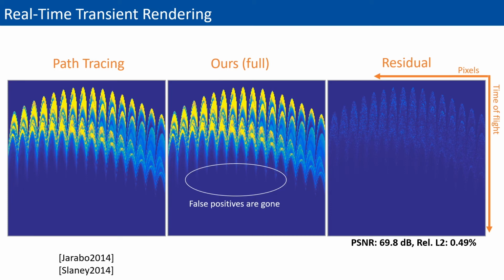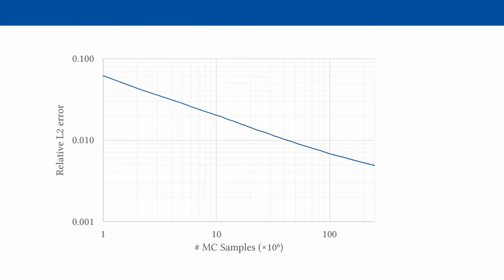Together with the absence of discretization artifacts, this brings us up to 0.5% to the Monte Carlo path tracer. That's okay, but of course it would be nice to go even lower than that. So where's the remaining 0.5% coming from? Here, we see the error between our rendering and the path tracer as a function of Monte Carlo samples per pixel. As we can see here, it's the path tracer that is not fully converged.